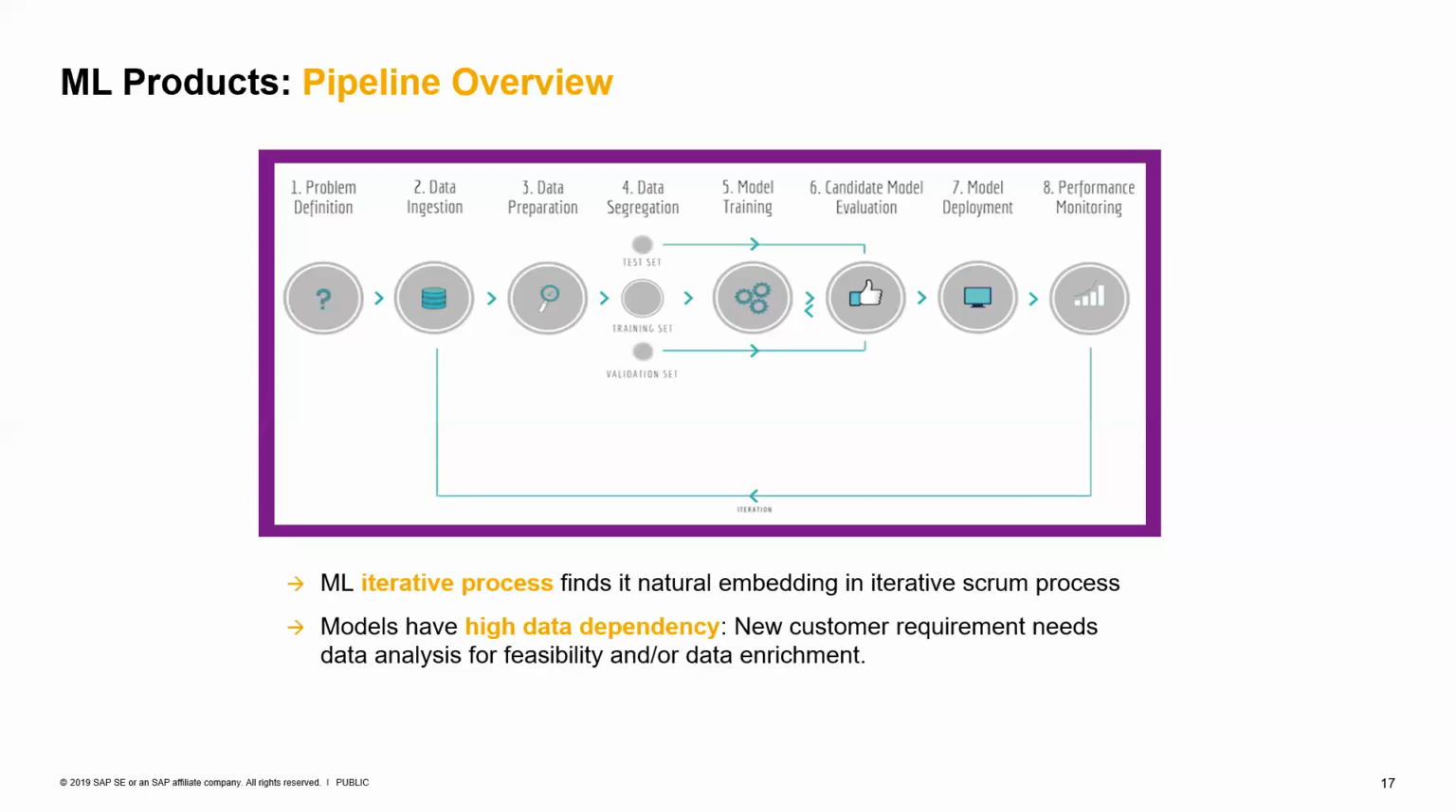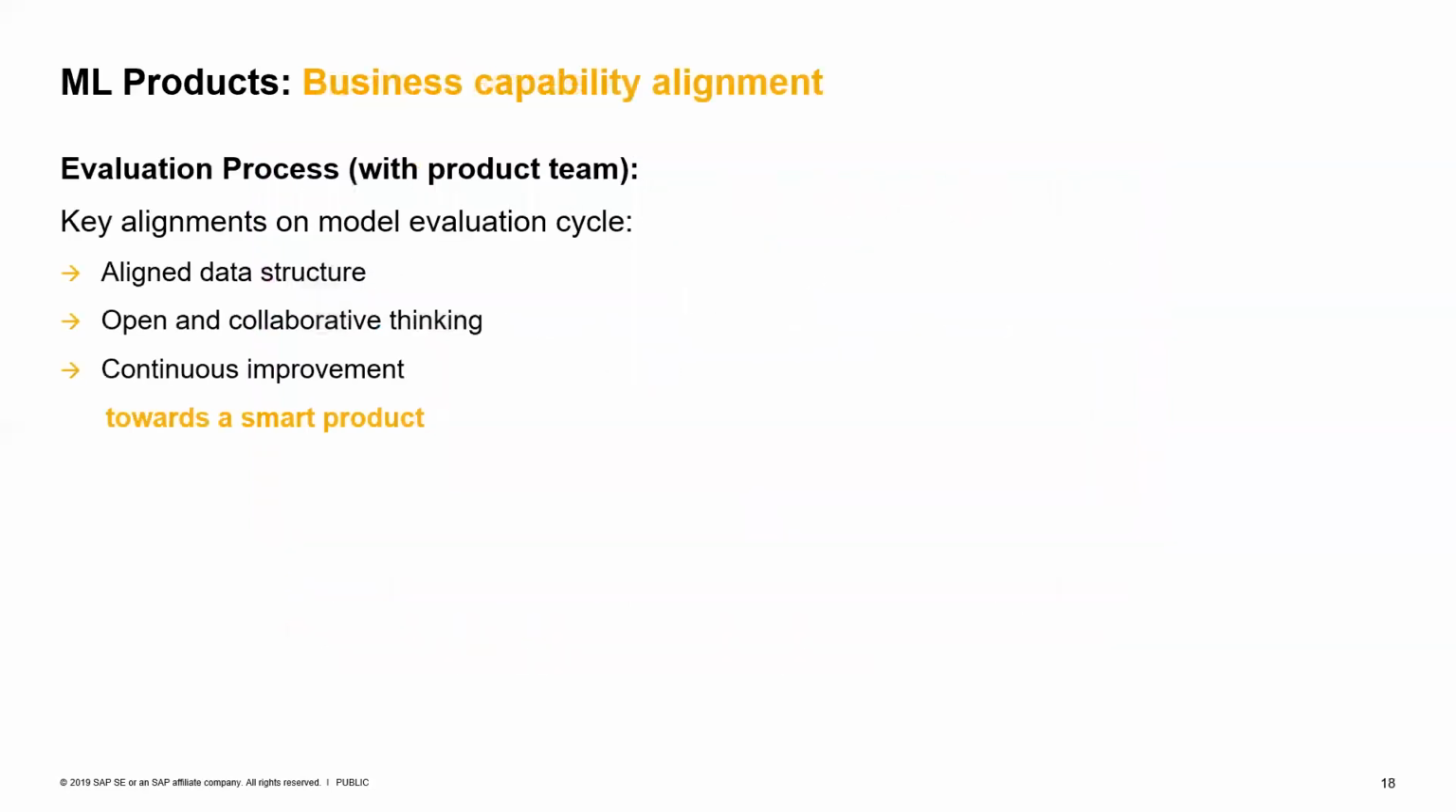However, we have a high data dependency. Meaning if we get a completely new set of data, then we would have to start all over again or improve the model. Therefore, we have to have a close alignment with our business. And how do we evaluate?